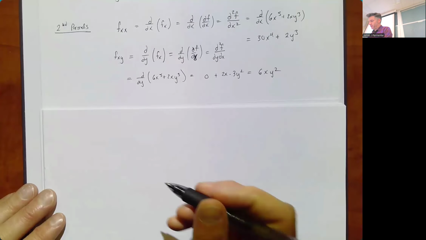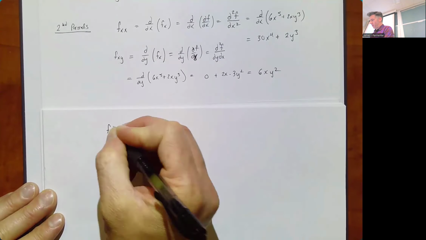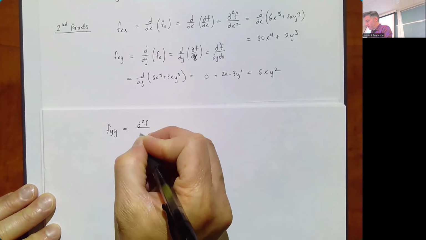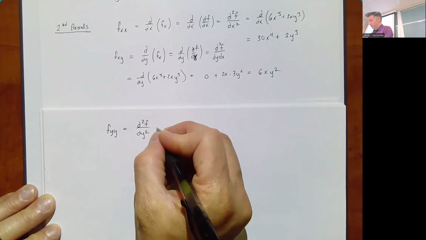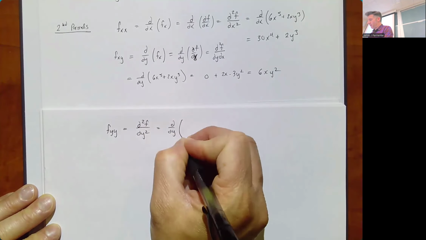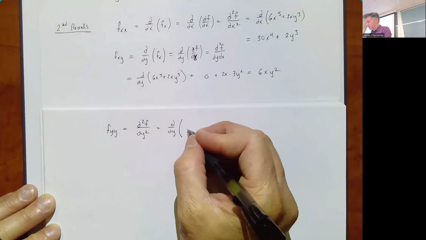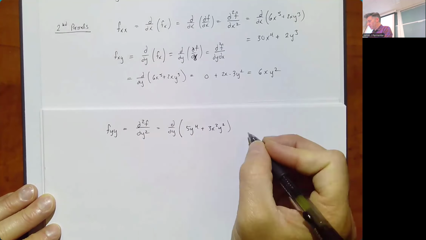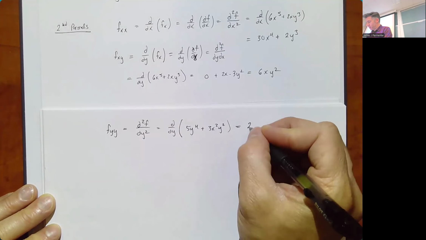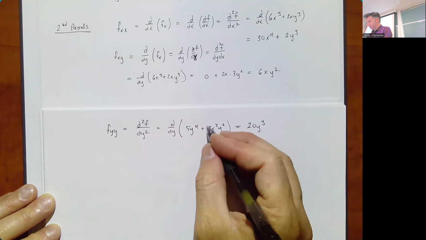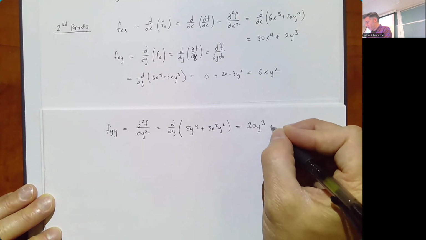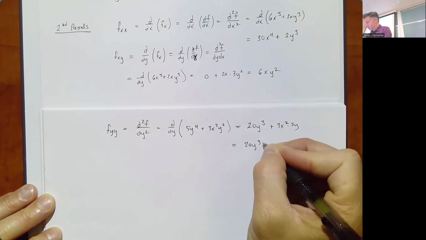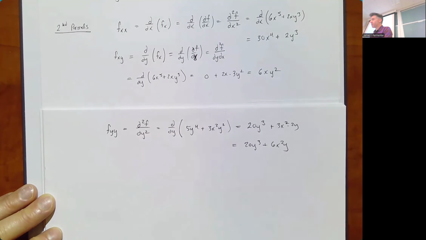So we also have fyy, which we're not going to write all this stuff for. I'm just going to point out it's going to be del squared f del y squared. And so really I'm taking the partial with respect to y of my partial with respect to y, which was 5y to the fourth plus 3x squared y squared, which ends up being the derivative of that is 20y cubed. The derivative of that's going to be 3x squared times 2y, which is going to give us 20y cubed plus 6x squared y.